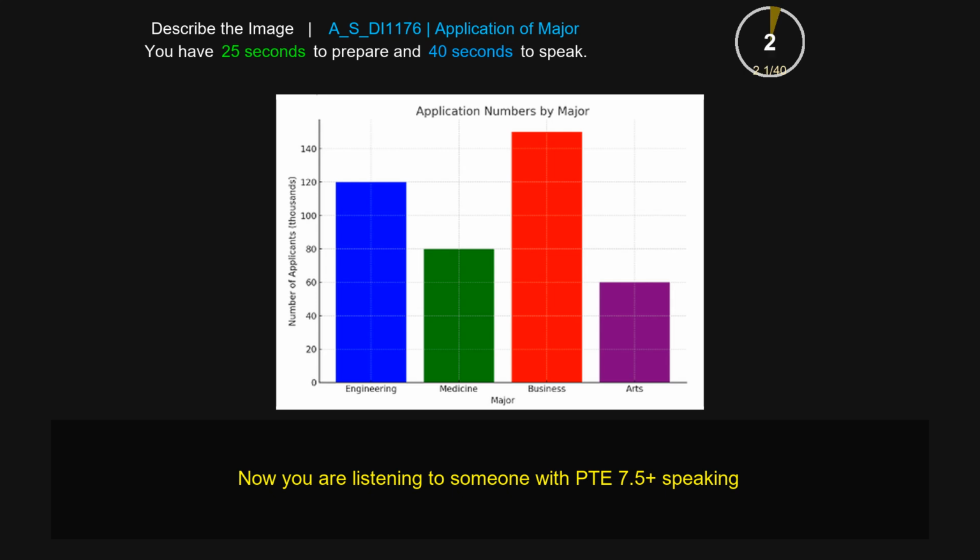The graph gives the details about applicant numbers by major. The x-axis shows majors and the y-axis shows number of applicants. The highest element here is business. It is recorded at 150,000. The lowest element here is arts. It is recorded at 60,000. There is a clear gap between medicine and business. There are some other elements like engineering and arts. As the conclusion, the graph gives a clear idea about the applicant numbers by major.